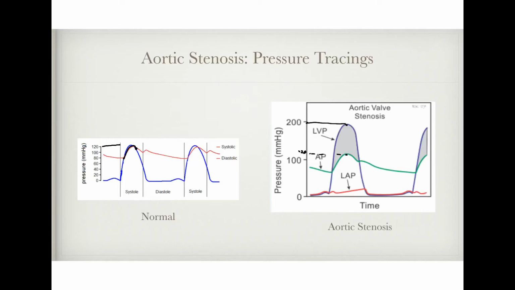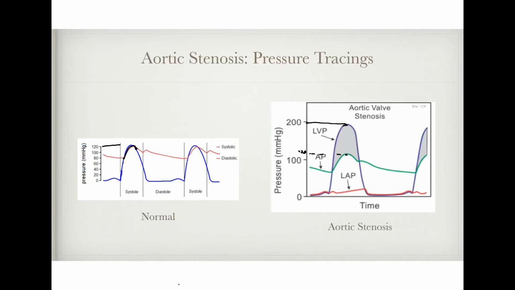The left ventricle winds up working much, much harder than normal to maintain the same aortic pressure, and over time this really leads to symptoms of angina and heart failure. Now, the intensity of the murmur that you're going to hear is directly related to the pressure gradient that you see on this graph.